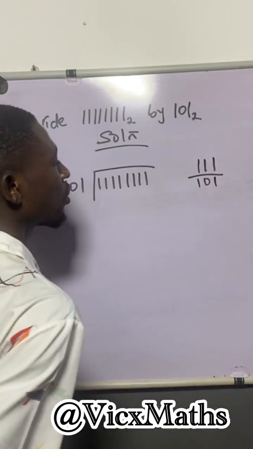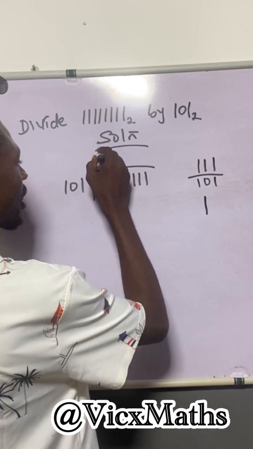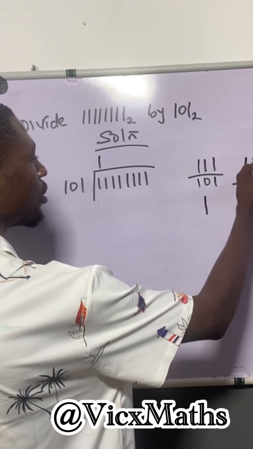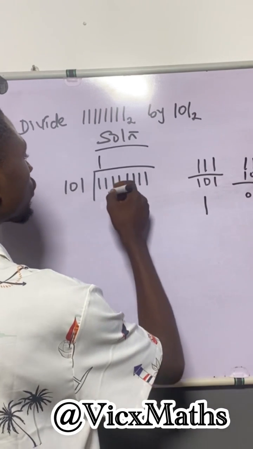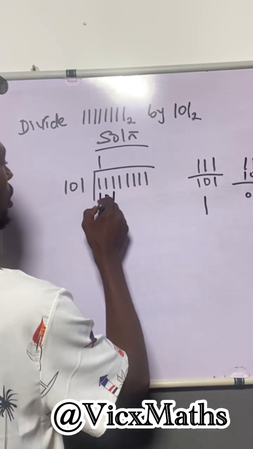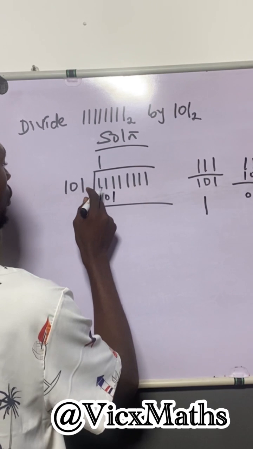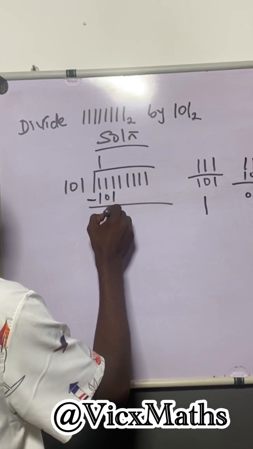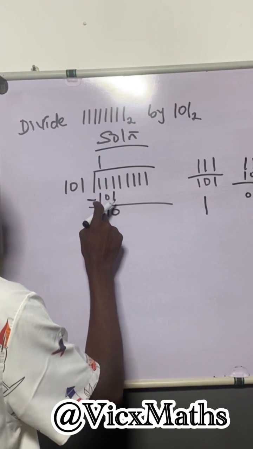This going into this will give us 1, remainder what? You do the minus, 101. This is 0, this is 1, this is 0. So it will give us 1 times this, which is 101, minus, we are doing minus, please. This minus this is 0, this minus this is 1, this minus this is 0, so this is nothing.